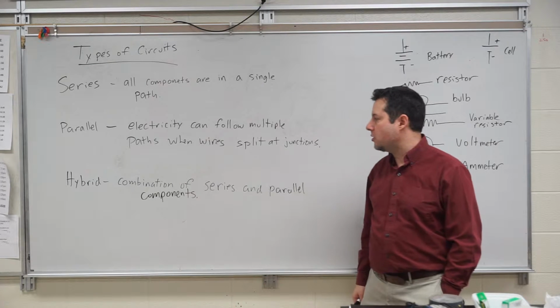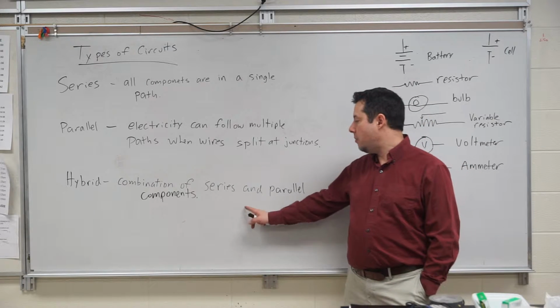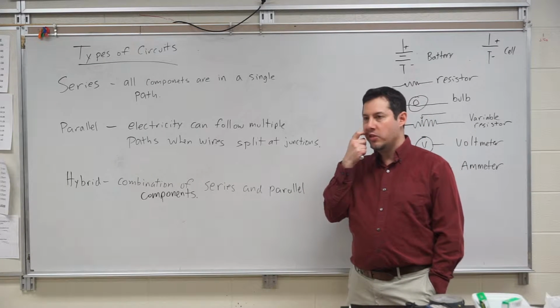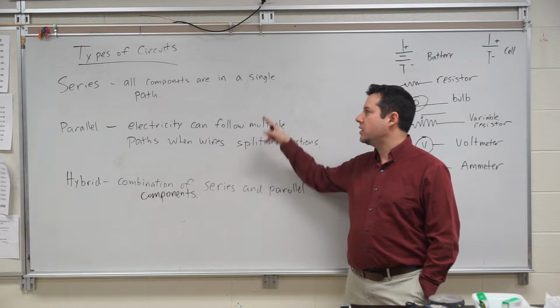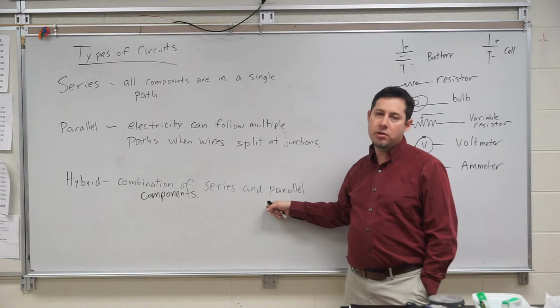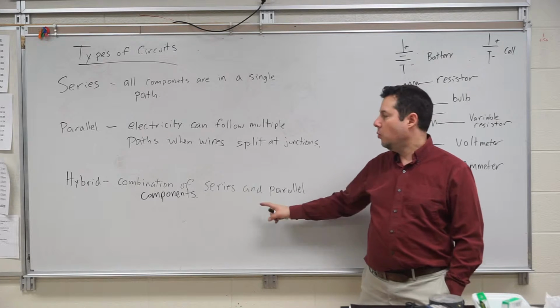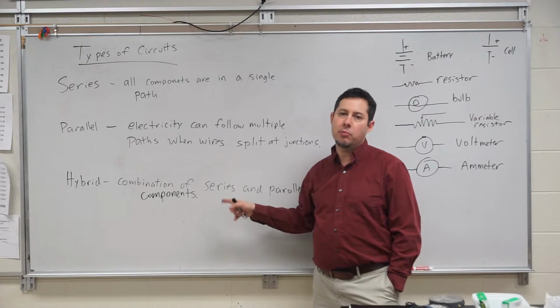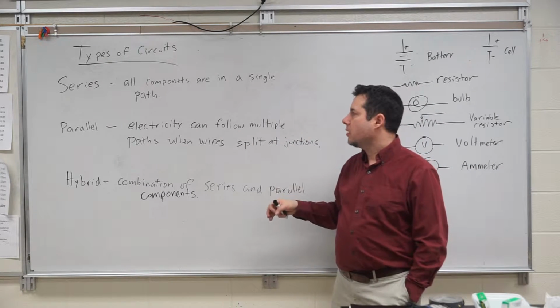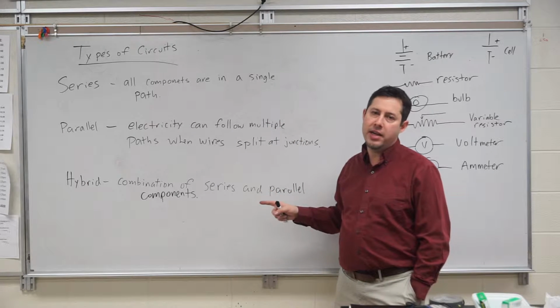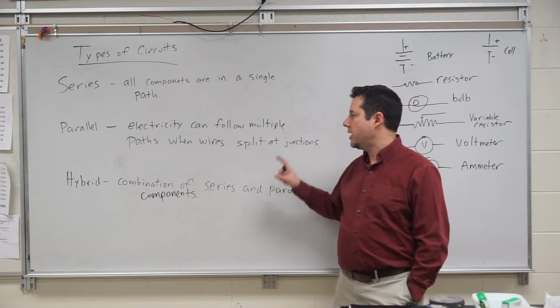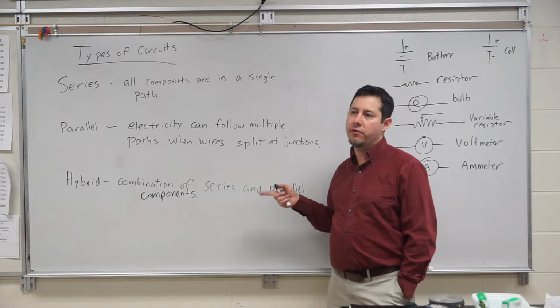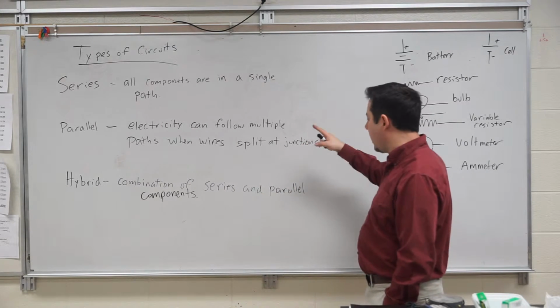And then sometimes you have what's called a hybrid circuit. That's a combination of series and parallel components. As long as you follow the rules of series and parallel circuits, you can understand how a hybrid circuit works. We're going to look at specific examples and problem solving, different kinds of circuits, finding current and voltage and resistance in a future video or future videos. But three main kinds of circuits.